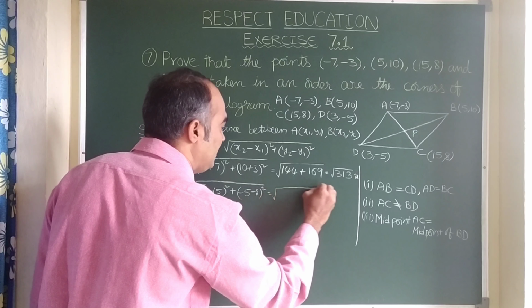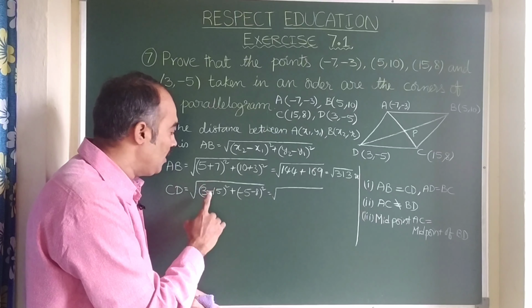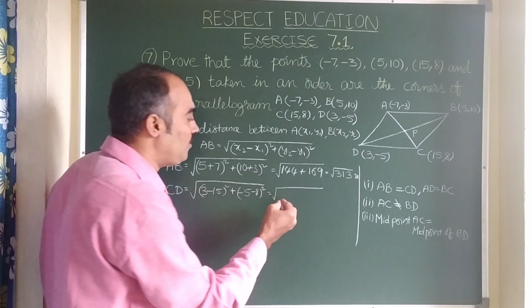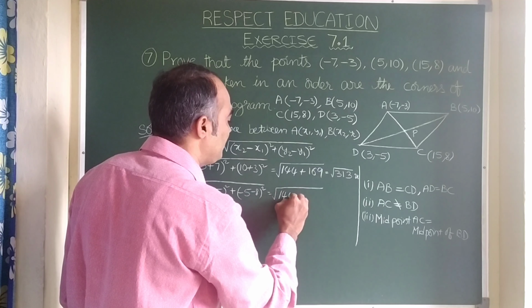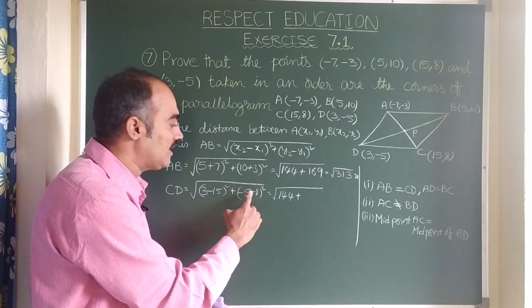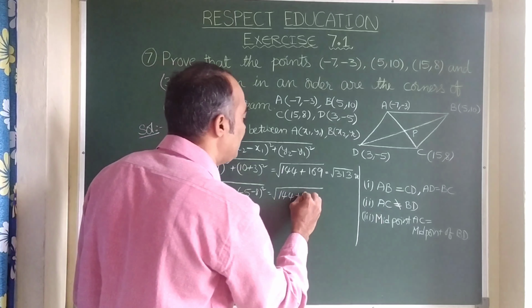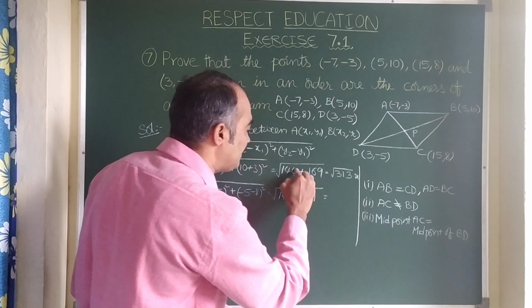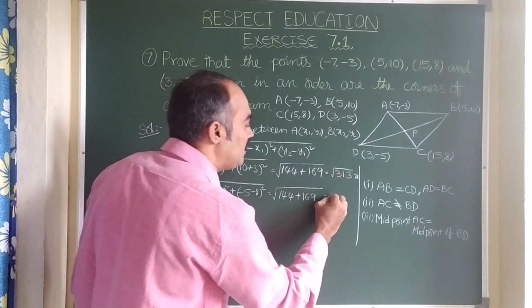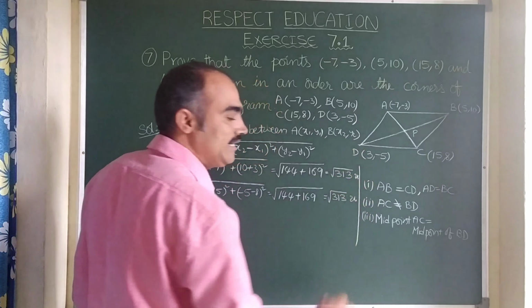Let us simplify this. 3 minus 15 is minus 12. Minus 12 whole square is plus 144. Same way, minus 5 minus 8 is minus 13. Minus 13 whole square is nothing but plus 13 square, that is 169. Again you see, same numbers we got. So here we get the same total. This is also under root 313 units.